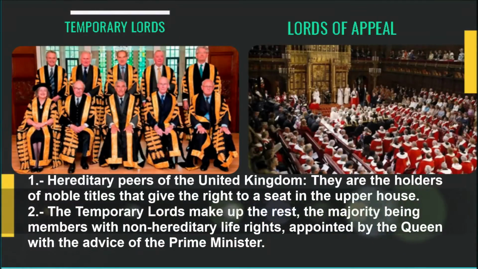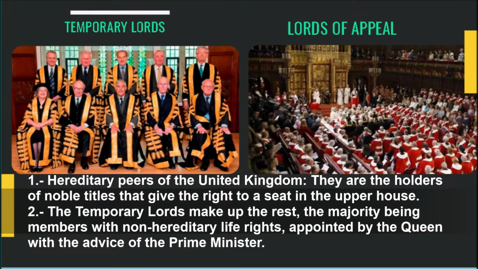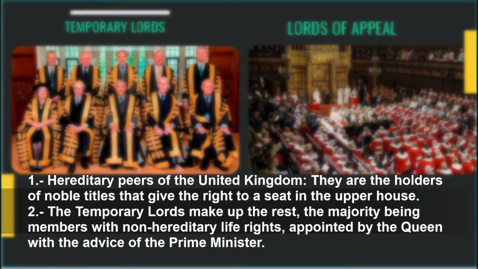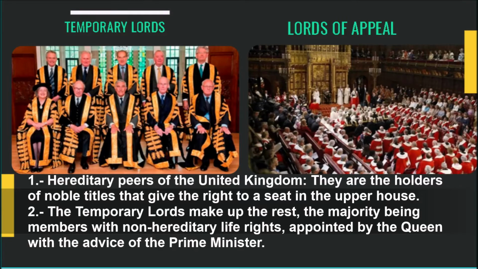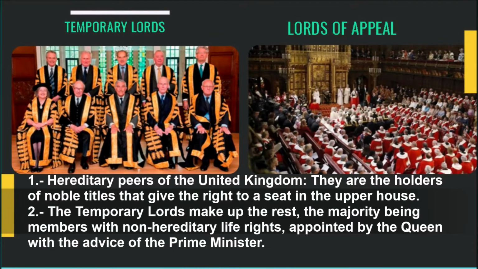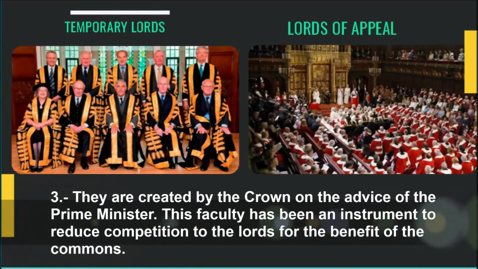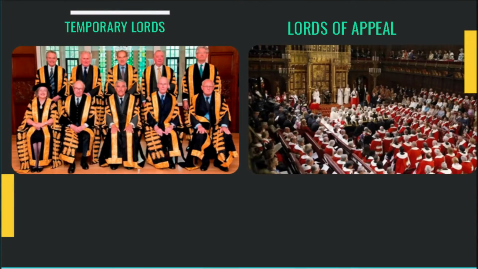Temporal Lords. Hereditary peers of the UK are the holders of the noble titles that give the right to a seat in the upper house. The temporal lords make up the rest, the majority being members with non-hereditary life rights, appointed by the Queen with the advice of the Prime Minister. They are created by the Crown on the advice of the Prime Minister. This faculty has been an instrument to reduce competition to the Lords for the benefit of the Commons.